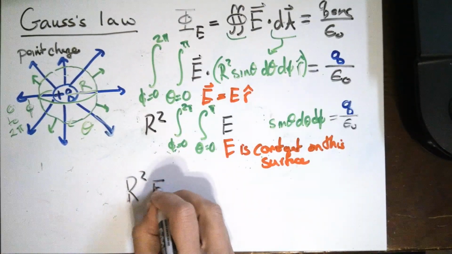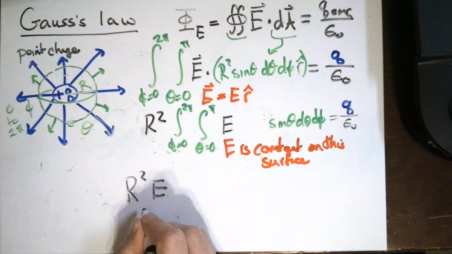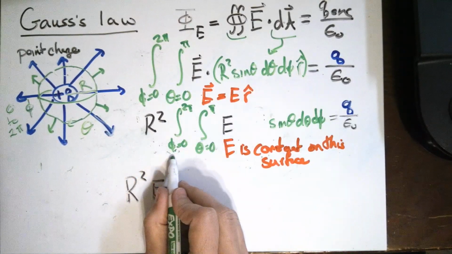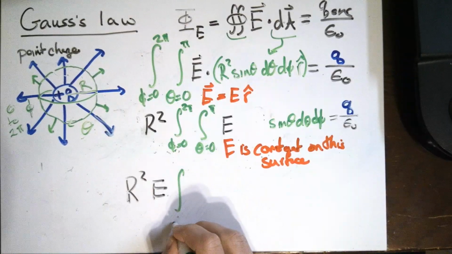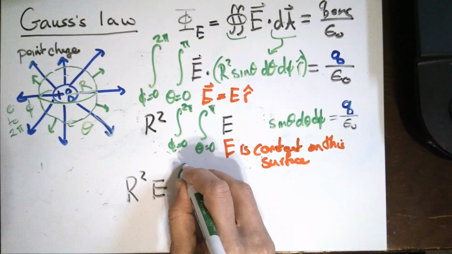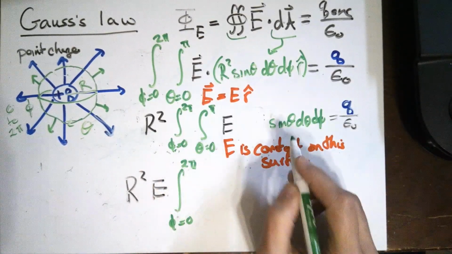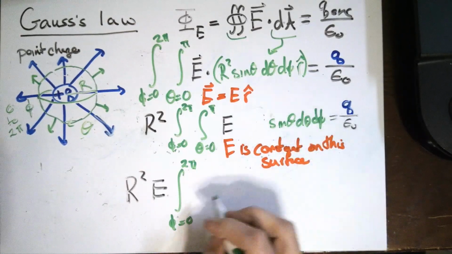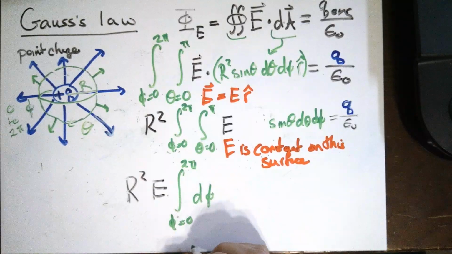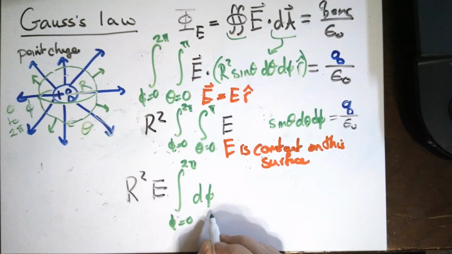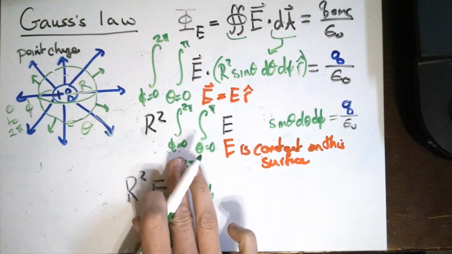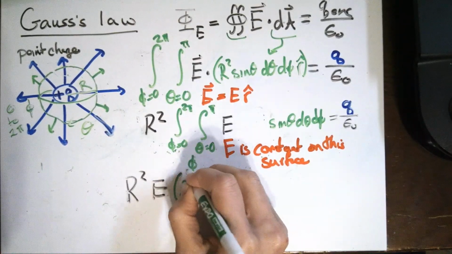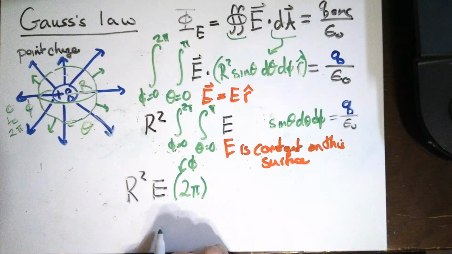So we get R squared times E. They're both outside of the integral. They are constants with respect to this integral. Then we have an integral in phi, going from 0 to 2 pi. Now these two are theta, so the only thing that we have to do for the integral is the d phi, and that integral I actually know how to do. It is just going to be 2 pi minus 0, or 2 pi. Alright, that's the phi part of the integral.